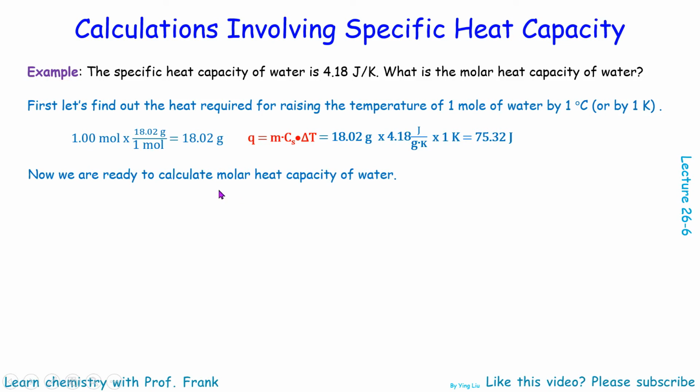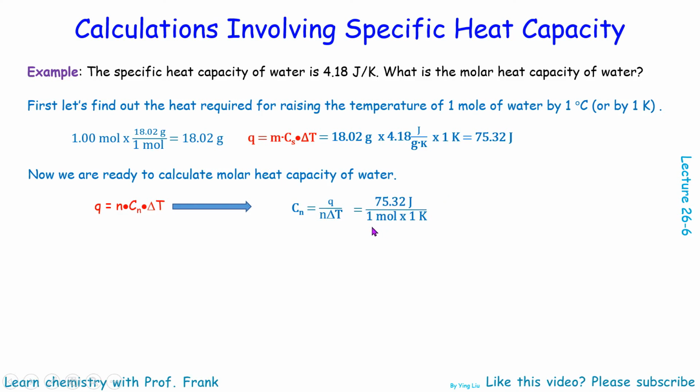Now we are ready to find the molar heat capacity of water. From this key equation, we want to find the molar heat capacity, which is Cn. We have to write down the equation for solving Cn. We simply move n and delta T to the other side as a denominator. This is the equation we need for solving this problem. Q we just calculated from the previous step.